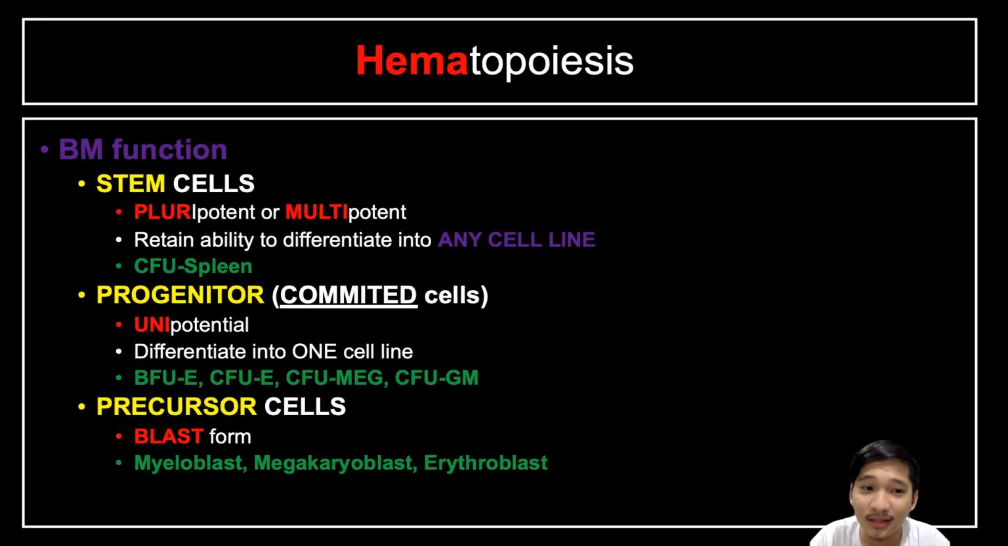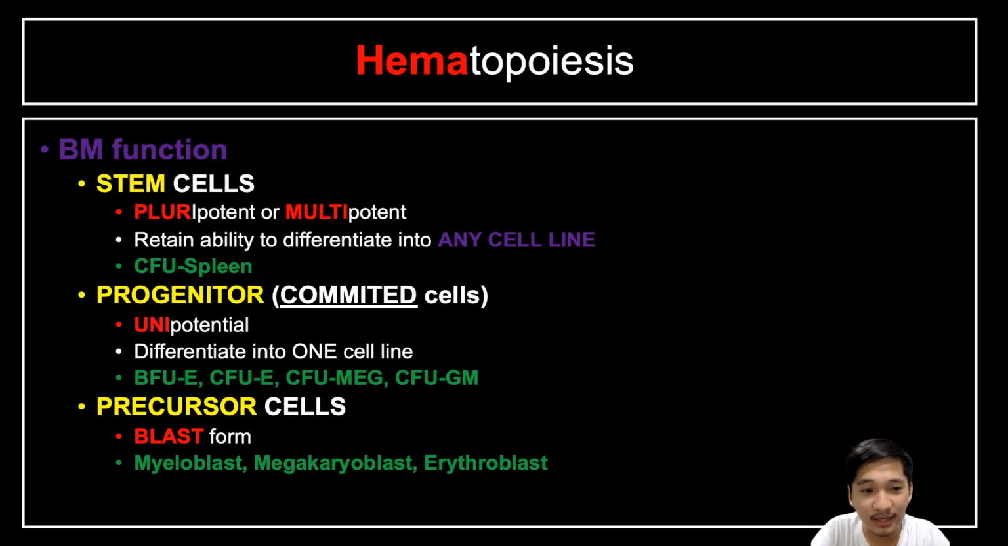The stem cells are pluripotent or multipotent. Pluripotent means it can differentiate into multiple cell types, into any cell line. Again, it's pluripotent. It can differentiate into any cell line. A good example of which is the CFU spleen, or the colony forming unit spleen.